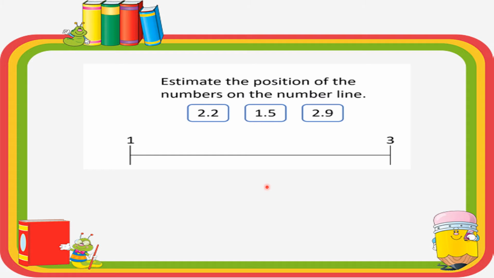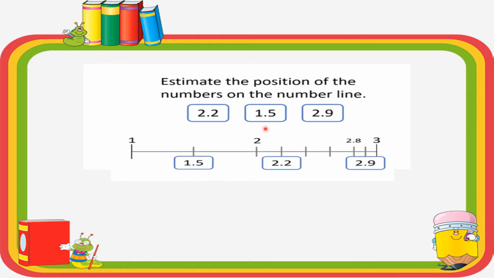Welcome back. How did you get on? Okay, we have 1 at the beginning and 3 at the end. Where do you think 2 should be? I think 2 should be somewhere in the middle. Well done. If 2 is somewhere in the middle, where should 1.5 be? 2 is here in the middle, so 1.5 should be in the middle of 1 and 2, because half comes here in the middle.